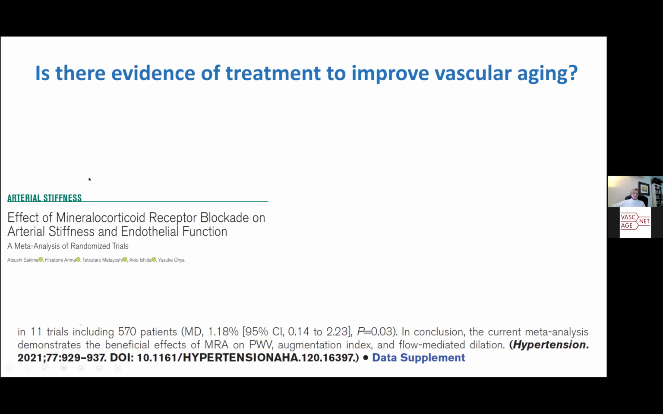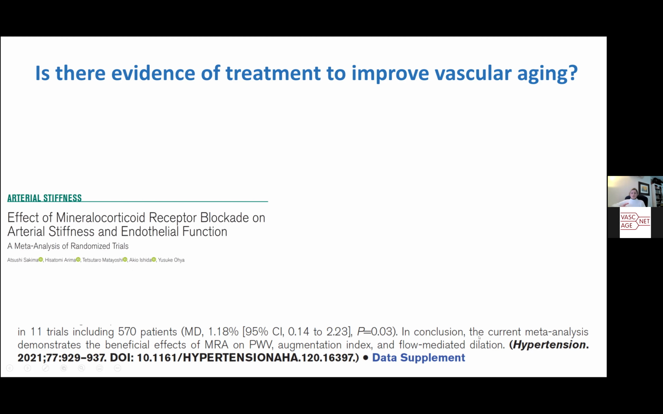There are many others. For example, here is an interesting meta-analysis of trials on mineralocorticoid receptor blockade, so that is spironolactone, and its effect on arterial stiffness and endothelial function. So does drug treatment for aldosterone blockade actually improve arterial stiffness? These 11 trials with 570 patients actually did find this. They said the current meta-analysis demonstrates beneficial effects on pulse wave velocity, augmentation index and flow-mediated dilation.